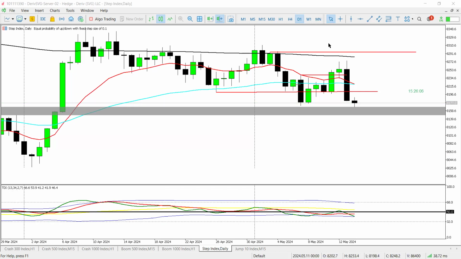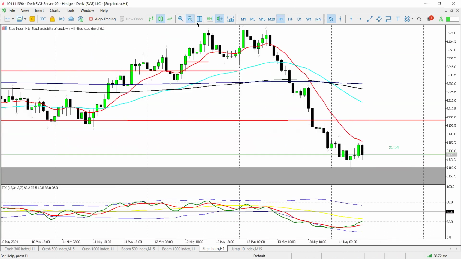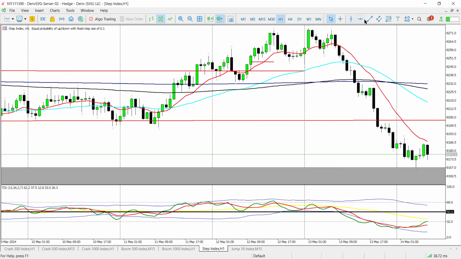So how do you know that your bias is now invalid? It's very simple. Your favorite time frame has to be the H1. So from the daily, you jump to the H1 to confirm your daily bias. And there's only one thing which is going to help you confirm your daily bias. And that one thing is going to be the 13 EMA.